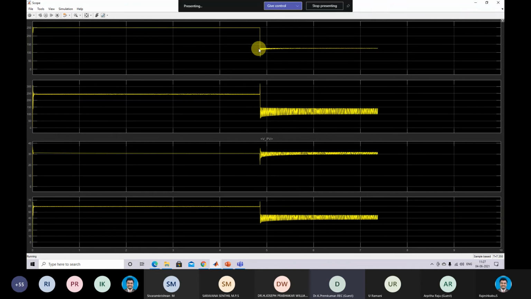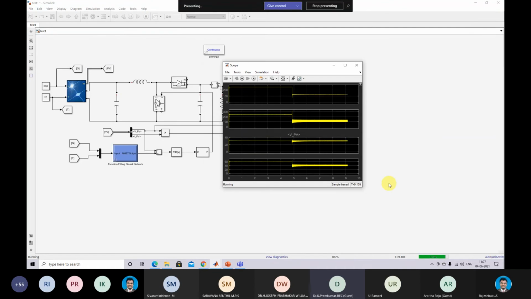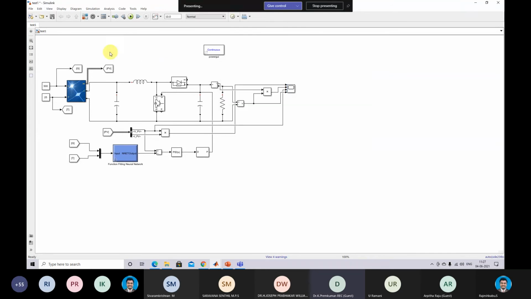So for changing irradiation also you will see that the implemented MPPT algorithm extracts the maximum power from the PV panel. Okay. So this is the implementation of neural network MPPT, that means artificial neural network MPPT for a solar PV system. Okay. So next you have to implement the same concept for ANFIS, right? I'm going to save this one.